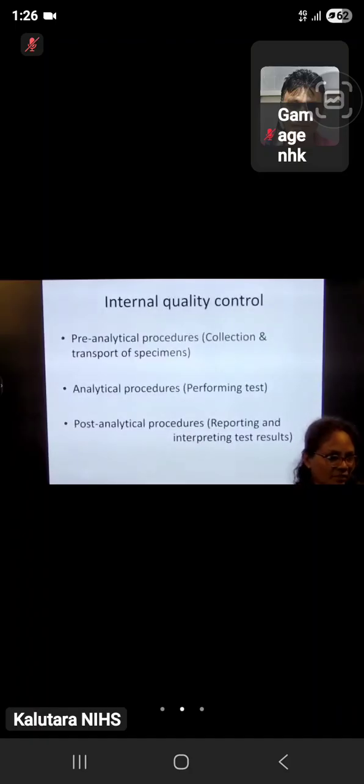Internal quality control process can be done in pre-analytical phase, analytical phase, and post-analytical phase. As I mentioned, guideline for specimen collection and transportation, that is under pre-analytical procedures. Under analytical procedures, there are a lot of activities you can do. And post analytical procedures, reporting and interpretation and dispatching of results.